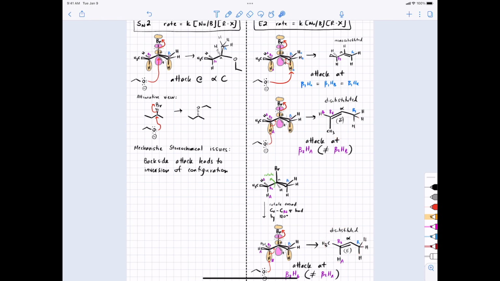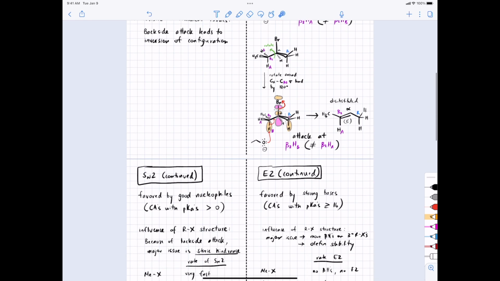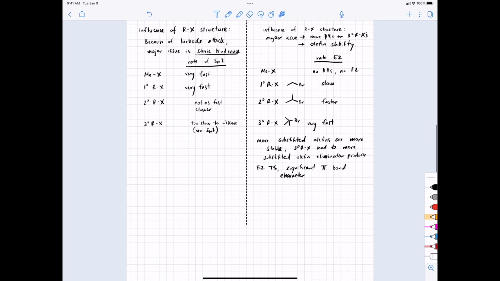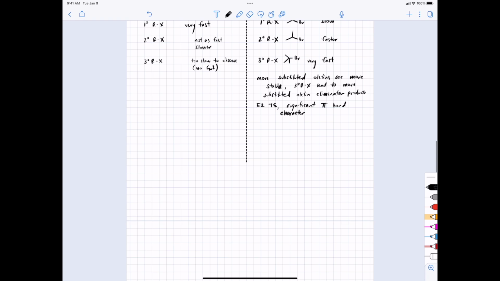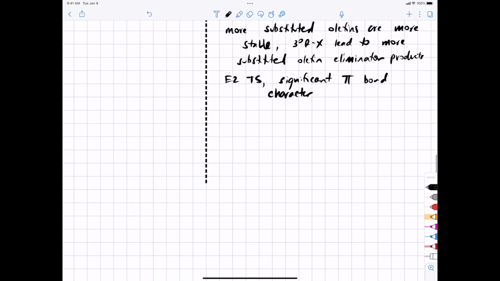major product. Because of sterics, we would expect the cis olefin to be less stable than the trans olefin because the methyl groups are not bumping into each other. And so we might expect the trans olefin to be the major product. Again, because the E2 transition state involves significant pi bond character, structural details that make a pi bond more stable will also make the E2 transition state more stable.